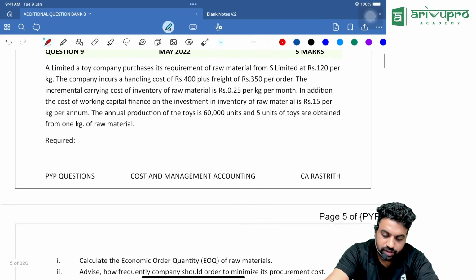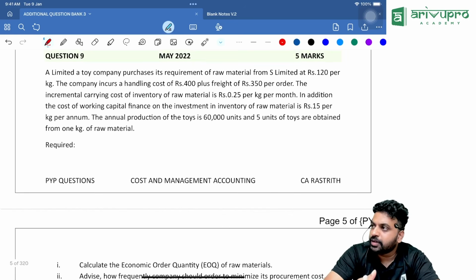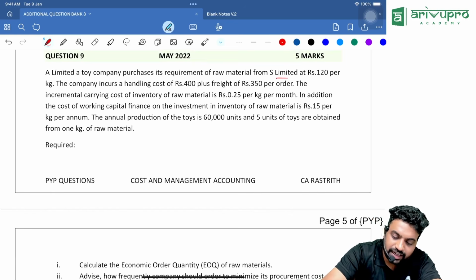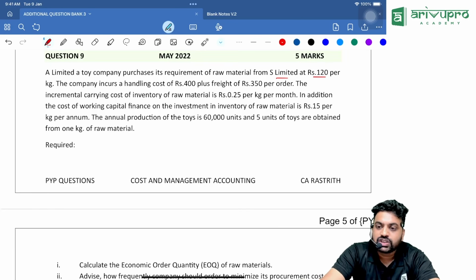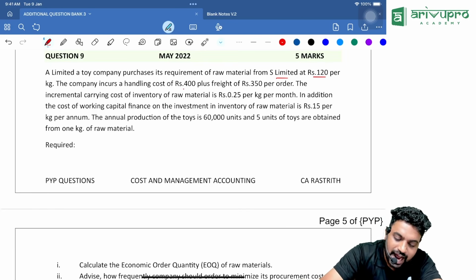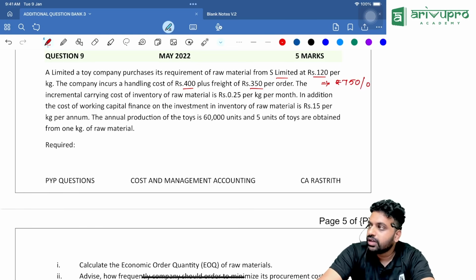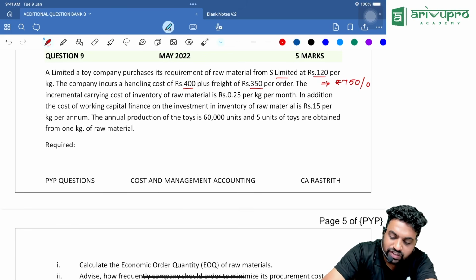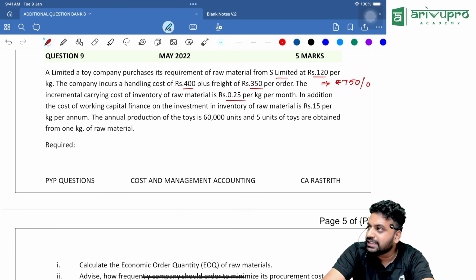Listen here. A Limited is a toy company. It purchases its requirement of raw material from S Limited at rupees 120 per kg. So the cost of raw material is 120 per kg. The company incurs a handling cost of 400 plus freight of 350 per order. Rupees 750 is the ordering cost per order. Incremental carrying cost of inventory is 0.25 per kg per month.